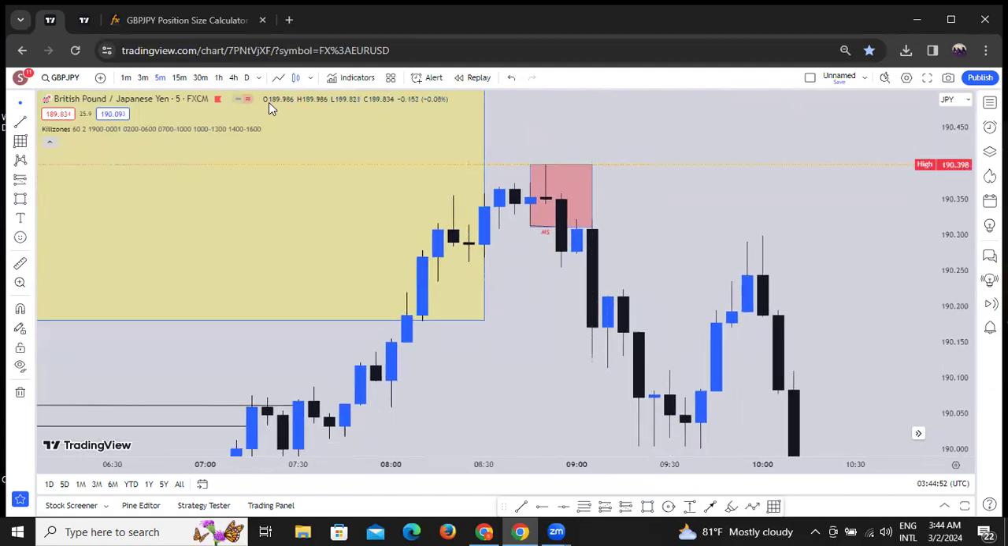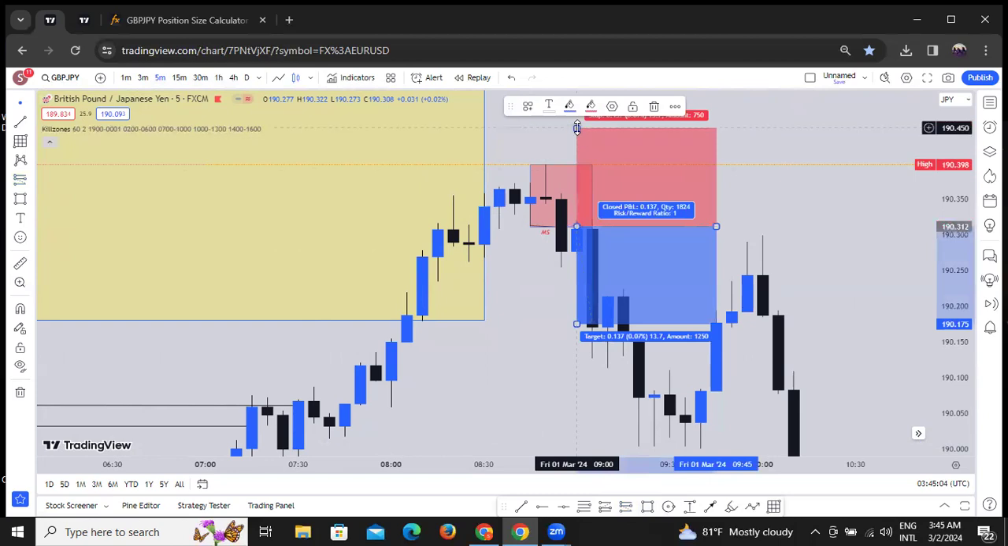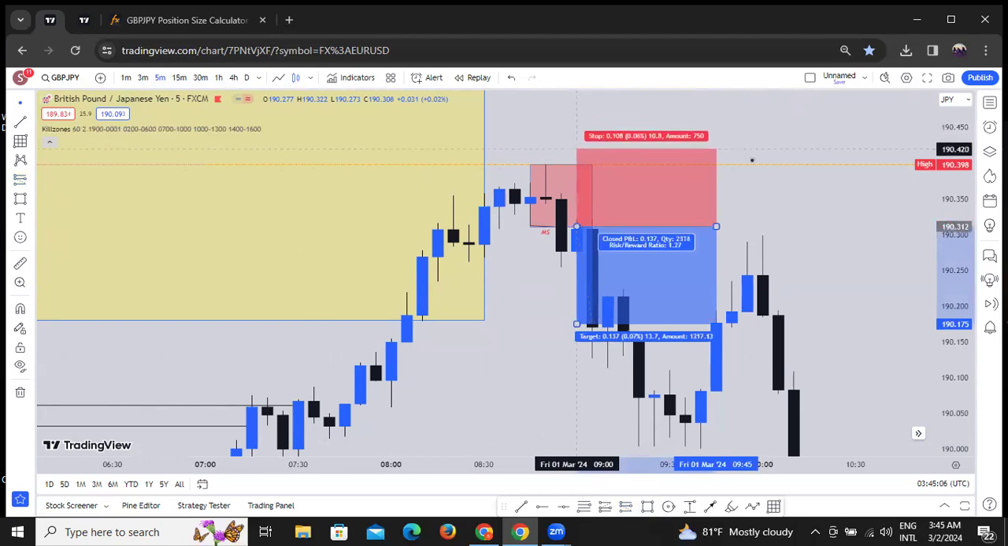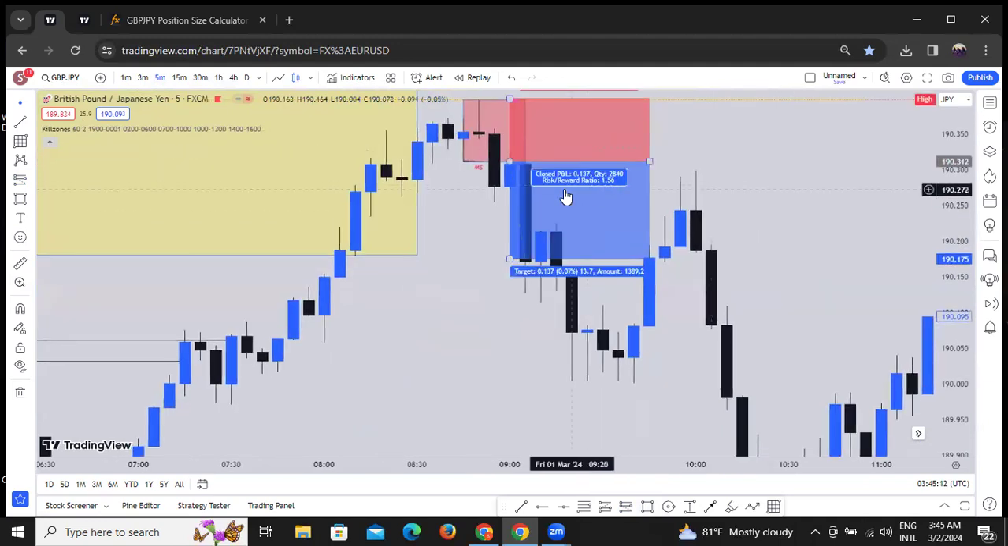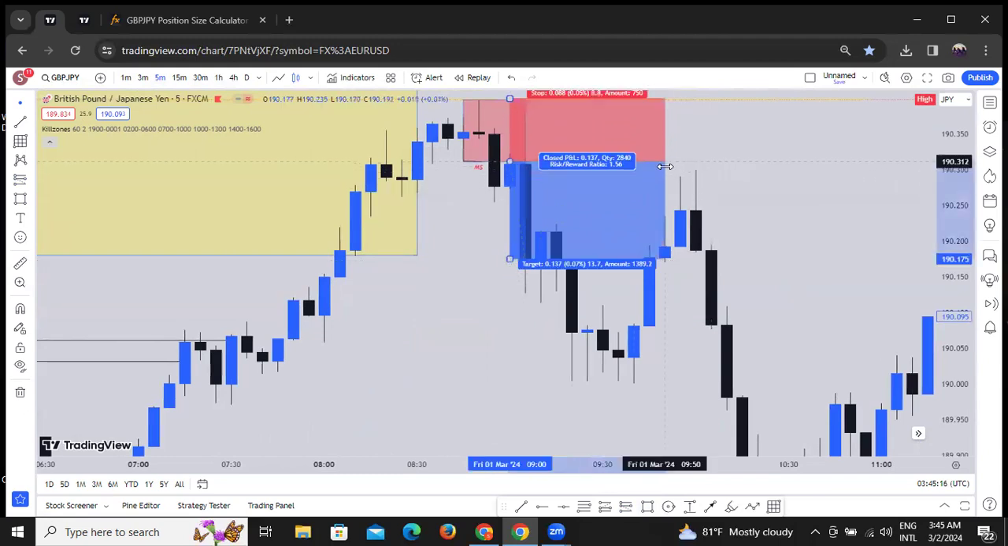So right here, I took my sell immediately. Price returned to this zone, and I have about, I think, 8 point something pips. So yeah, 8.8 pips. That's what I had. So yeah, my target has to be.